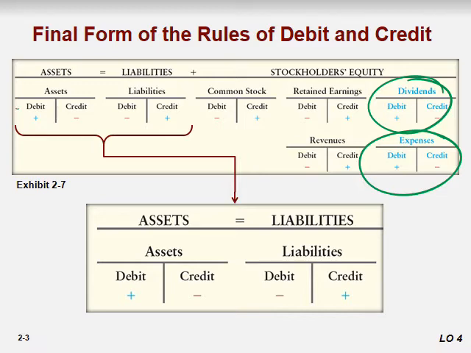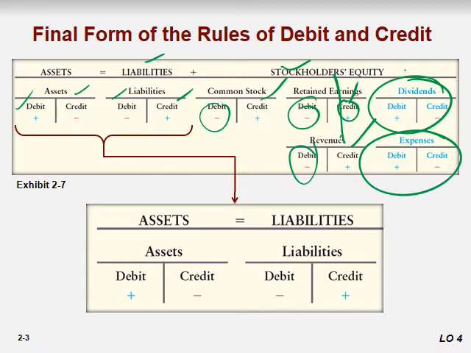So we know that when assets increase, debit; when assets decrease, credit. We also learned that when liability increases, credit; liability decreases, debit. When the common stock, which is a part of shareholder equity, increases, credit; decreases, debit. Retained earnings is also part of stockholder equity. Stockholder equity increases, credit; stockholder equity decreases, debit. Revenue is a part of stockholder equity. Stockholder equity increases, credit; stockholder equity decreases, debit.